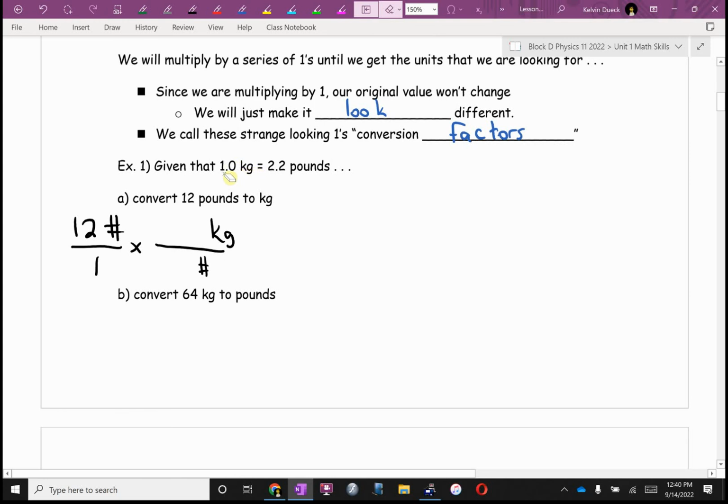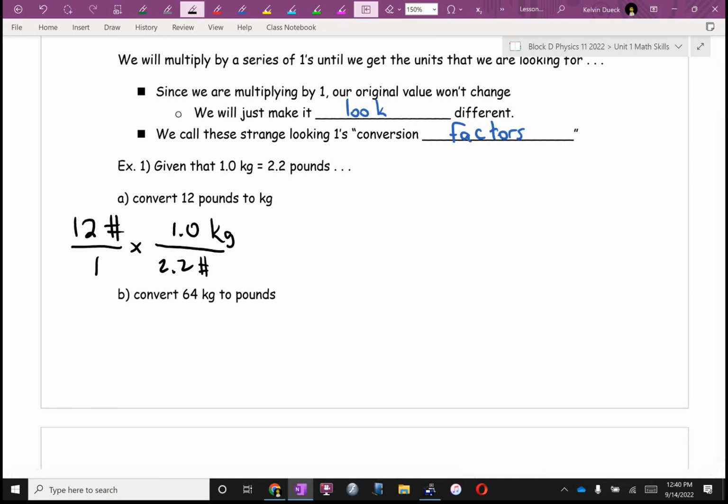1.0 equals... Don't forget units. 1.0 what? Stop. 1.0. Keep reading. Equals 2.2 pounds. That goes down there. What you're really saying is that's a 1 because they're both the same thing. They look different, but they're both the same thing.